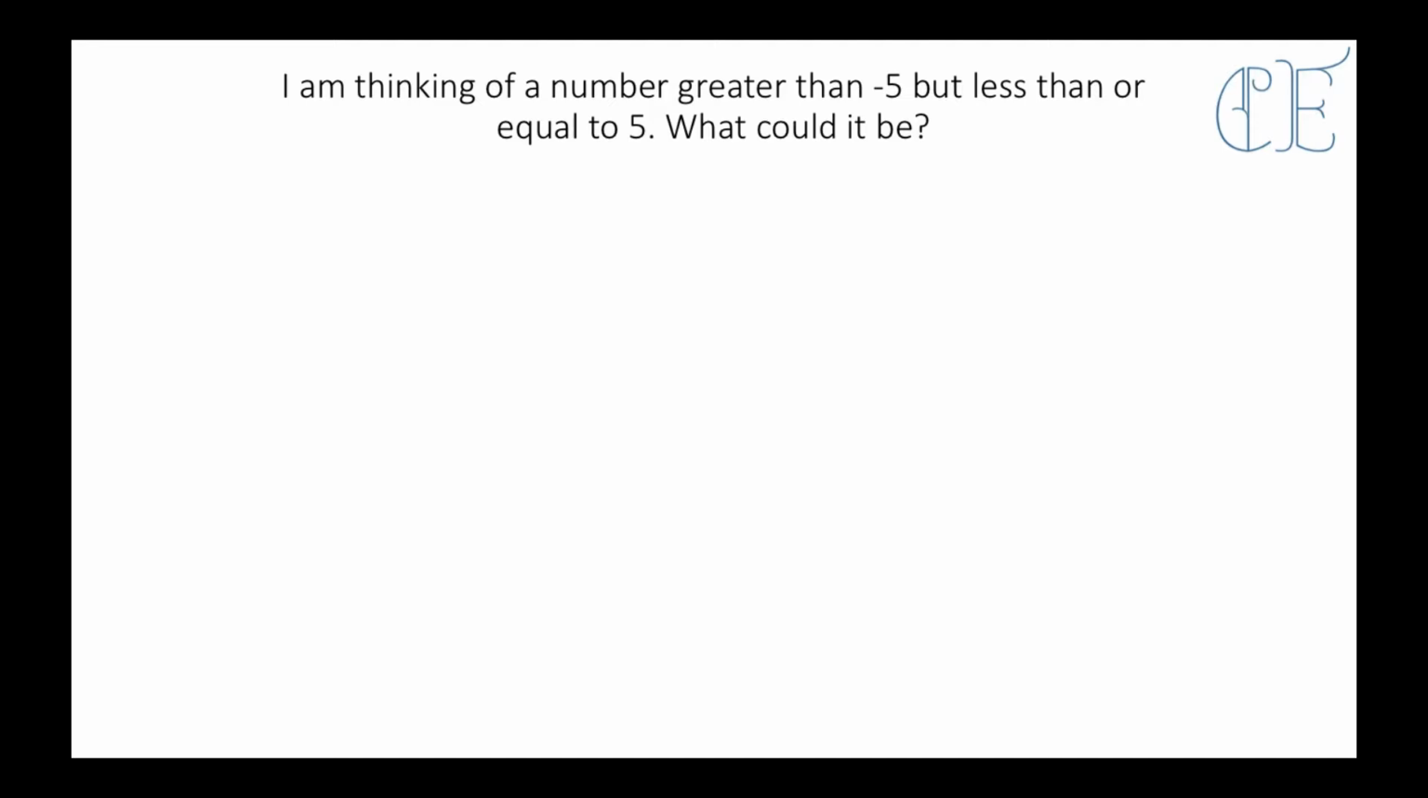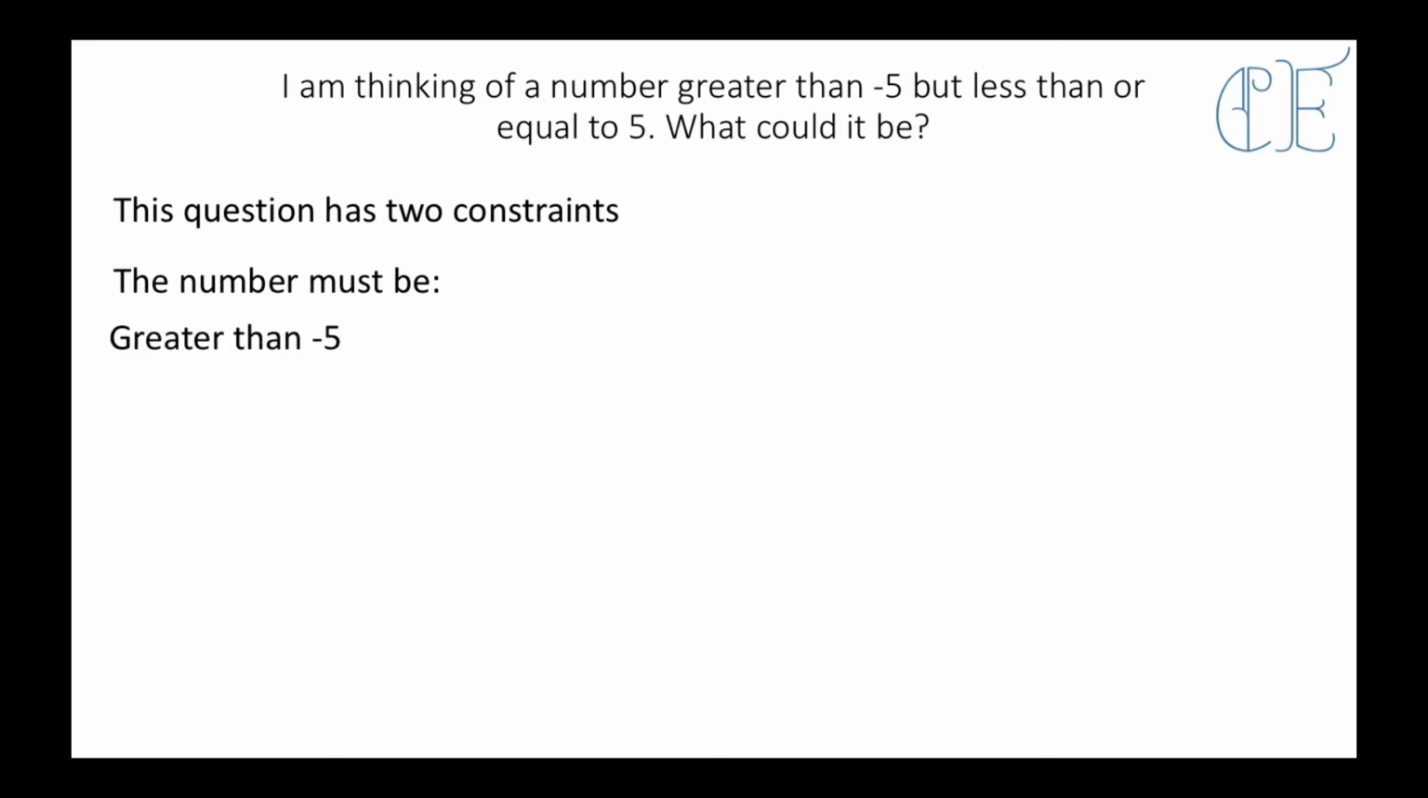Okay, so what about this example then? I'm thinking of a number greater than minus 5 but less than or equal to 5. What could it be? Now in this case it's giving you two different options, so it's not just saying I'm thinking of a number greater than minus 5, it's also saying that it's got to be bigger than minus 5 but less than or equal to 5. Now in this case, this question has two constraints, so it's got to be between minus 5 and 5 basically.